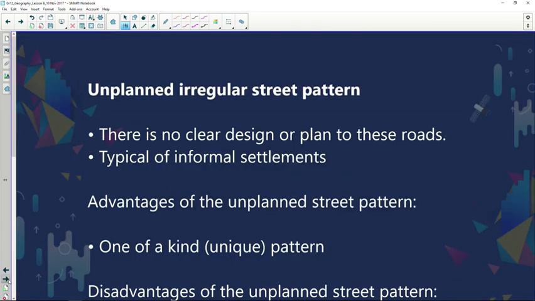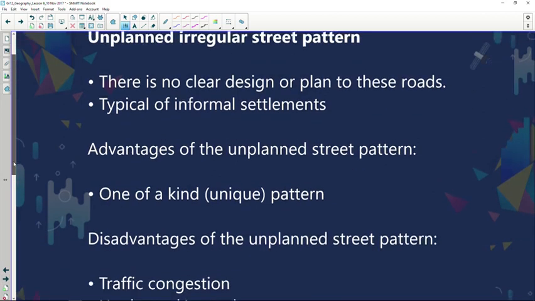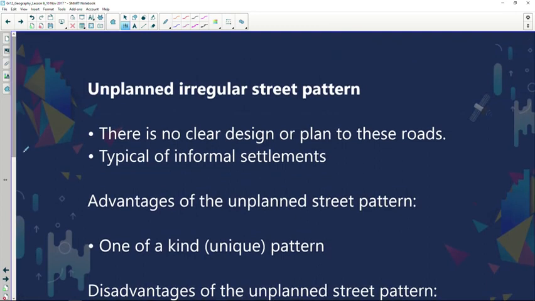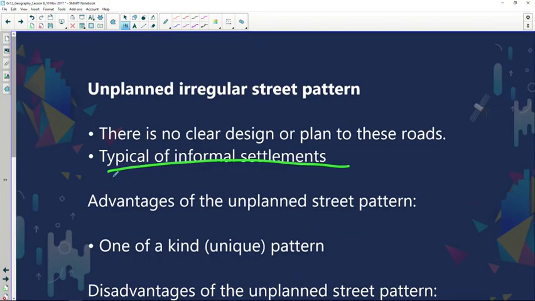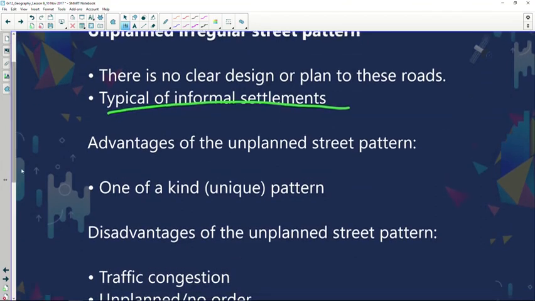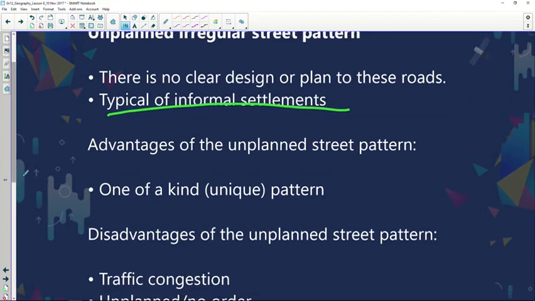Our last one is unplanned irregular street patterns. Now the reason why they develop is because it's when suburban areas or urban areas just develop over a very short period of time. Not a lot of thought went into developing street patterns because of the sudden increase of people and urban settlements that pop up. And that's the case of informal settlements over there. What are the advantages of it? It's unique, it's not boring. It's got twists and turns everywhere.